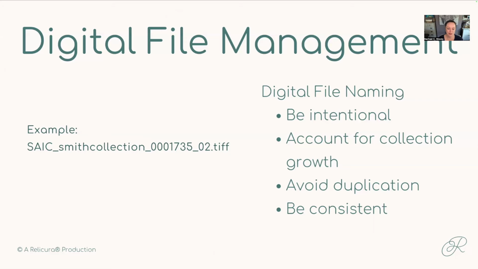And then for this particular item, there may be two different views of it. So we want an underscore 01 or an underscore 02, depending on if there are different views, front view, back view, that kind of thing. So you can see we are getting several pieces of information about this file from the file name. I don't even need to necessarily open this file to know that it belongs to the Smith collection and that it's item 1735. So that's just an example and a few reasons why it's so important, and your future self will thank you.